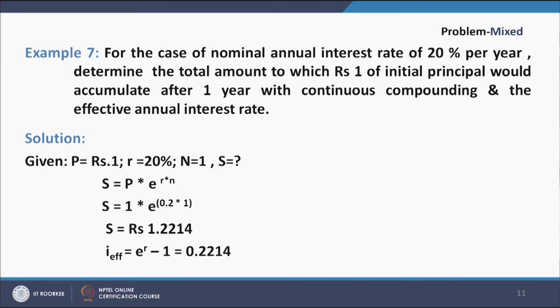1.2214. Now, I effective is equal to e to the power R minus 1, and this comes out to be 0.2214. That means, if I invest rupees 1, I can get rupees 1.2214 in 1 year if the nominal interest rate is 20% and continuous compounding is used. And that is why the I effective is 22.14%, and in fraction it is 0.2214.